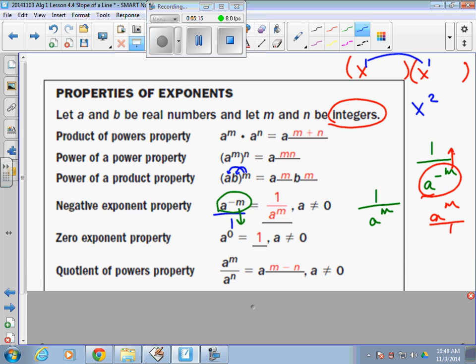And the quotient property says that anytime you have a to the m divided by a to the n, you subtract the exponents, m minus n. When we were multiplying a times a, we added the exponents. So multiplication goes with addition, and division goes with subtraction.